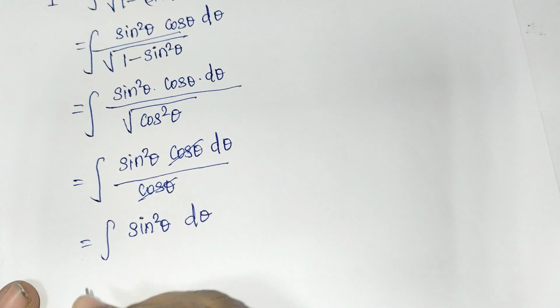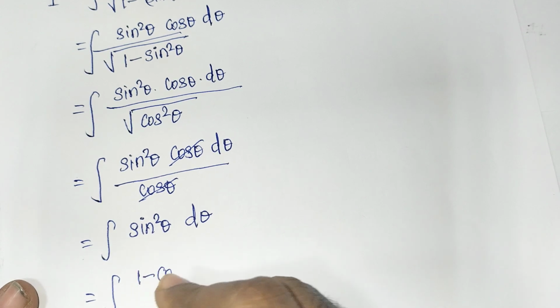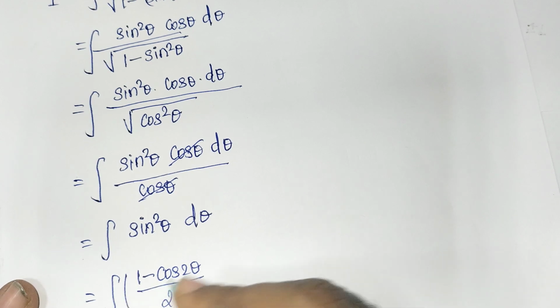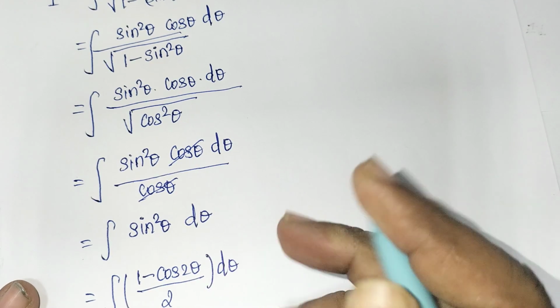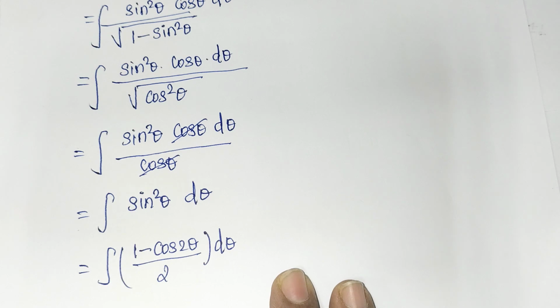So then the integral of sin square theta, I will write as 1 minus cos 2 theta divided by 2 into d theta. Okay, so here I replace sin square theta with our formula, 1 minus cos 2 theta divided by 2.